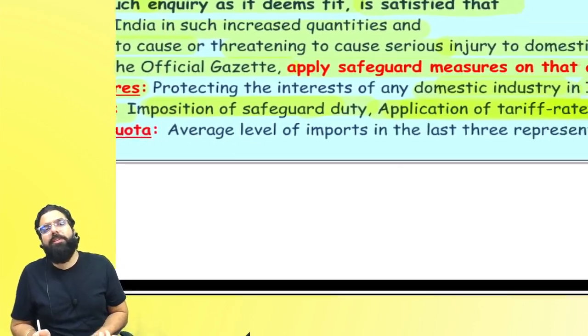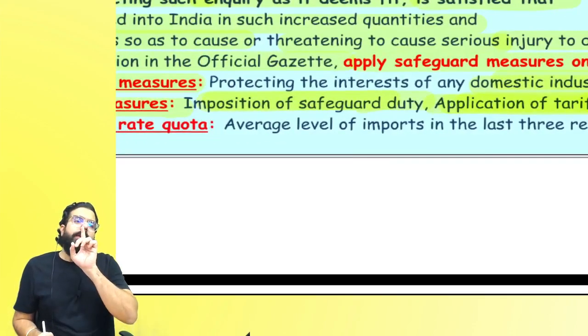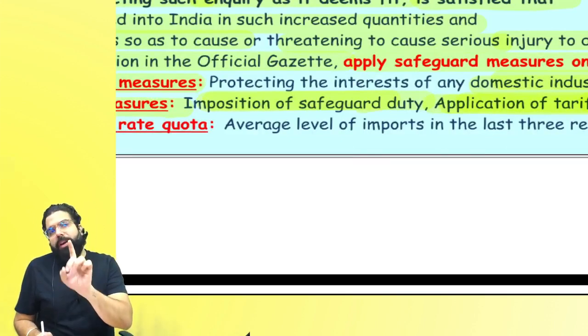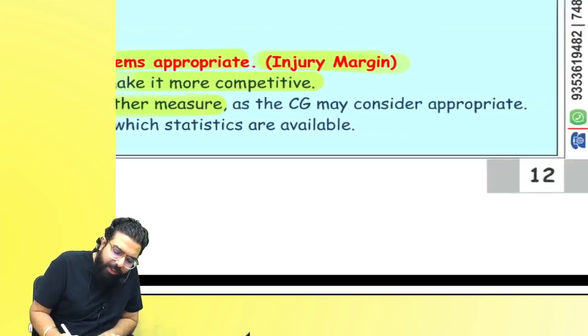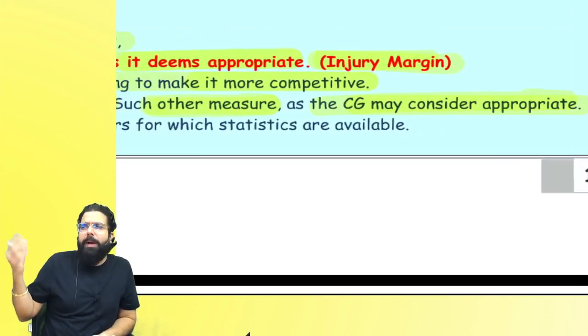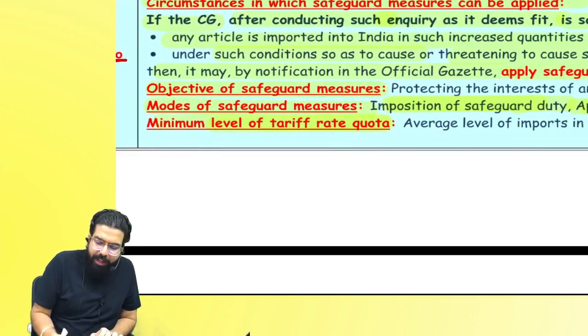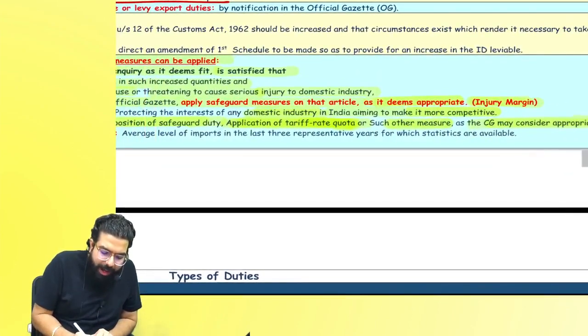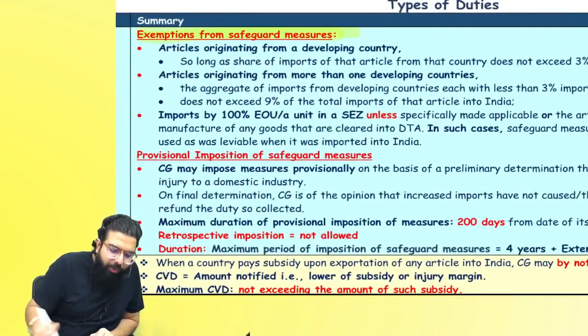So what are the measures of safeguard? Number one, they can impose safeguard duty. Number two, application of tariff rate quota. Number three, such other measure as the central government may consider appropriate. Government will impose some restrictions, etc. Sir, what is the minimum level of tariff rate quota? Minimum level is the last 3 years' average, basically the average level of import in the last 3 representing years for which statistics are available. Sir, what is the exemption for safeguard measures?